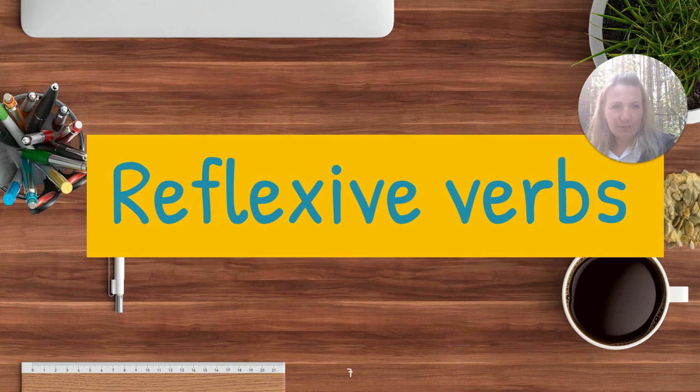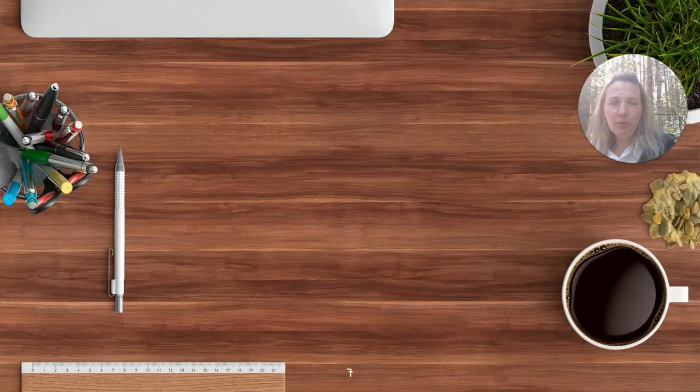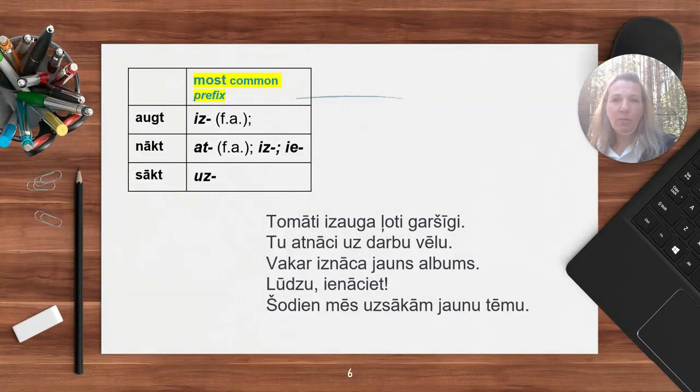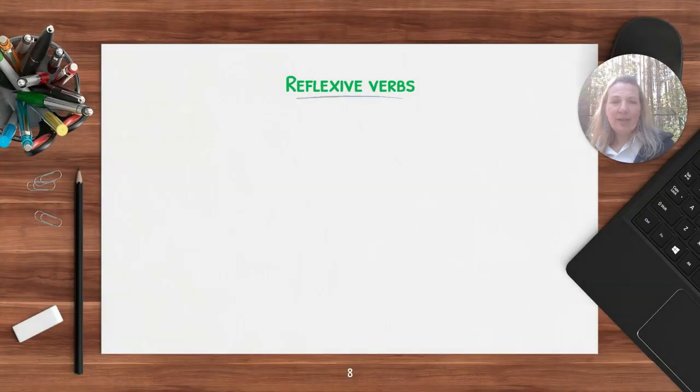Reflexive verbs. Again, before you move to the next topic, my suggestion would be to go back and build your sentences with these prefixes. Start to recognize iz- and ie-, especially with movement: izaugt, iziet and ienākt, uzsākt, and finished actions as well.